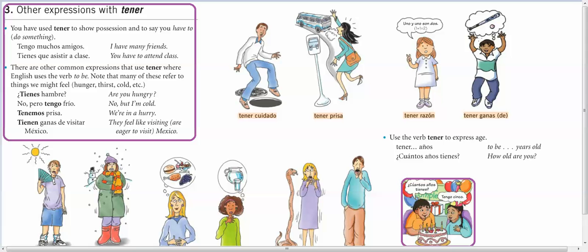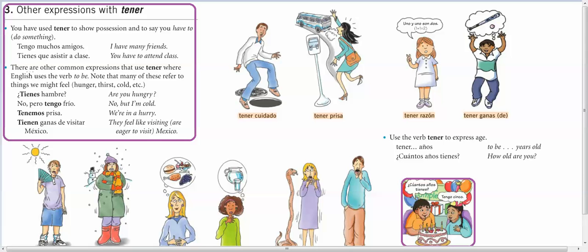Okay, we have already talked about how to form the verb tener. I mean, not ser, tener, sorry. We've also talked about ser, but we're talking about tener now. And so you have used tener to show possession and say that you have to do something, like to say that you have something. Tengo muchos amigos, I have a lot of friends. Or tienes que asistir a clase, you have to attend class.